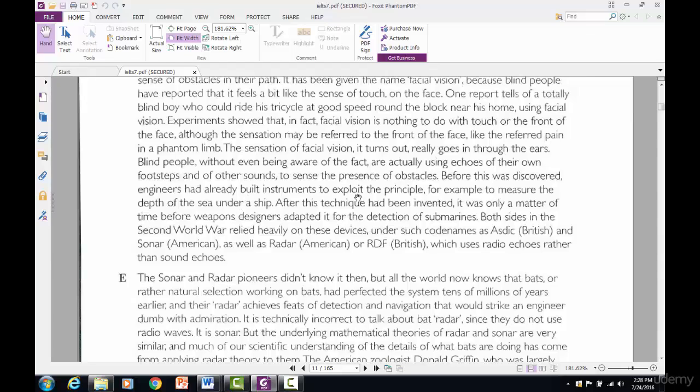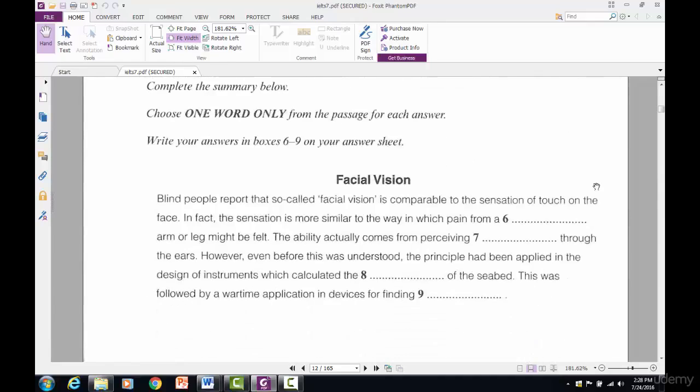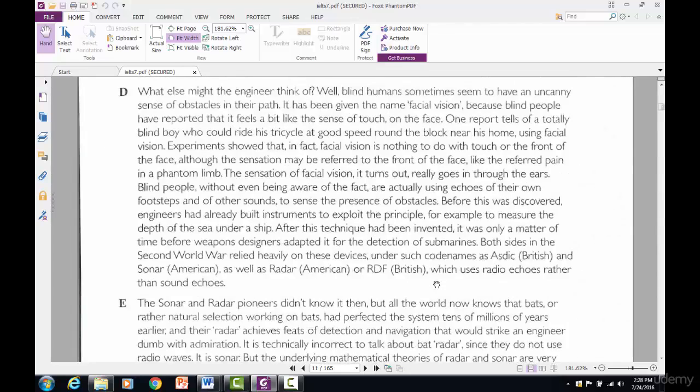All right, so when we look at this sentence, again, what we're looking for is "the design of instruments which calculated the blank of the seabed." So the answer should come after the word measure, right here in paragraph D. "For example, to measure the depth of the sea under a ship." So the answer is depth. That's what they're measuring. D-E-P-T-H, depth. There it is right there.